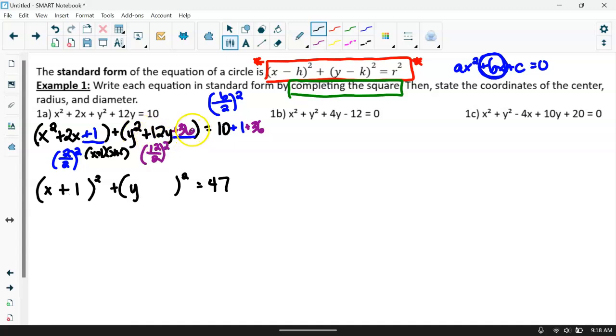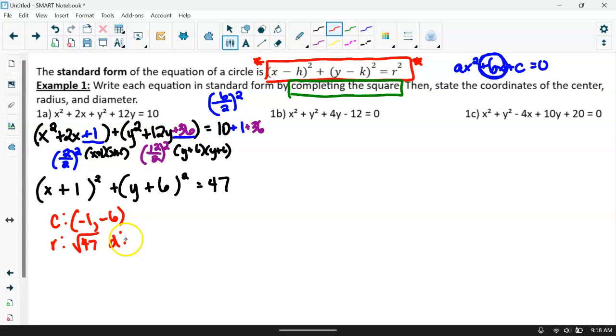So then here, what factors multiply to get 36, add to get us 12? 6 and 6. So here, instead of writing out y plus 6 times itself, that is the same as y plus 6 squared. So notice here, we've completed our square, and now we can identify. The center here is -1, -6. Our radius here is radical 47. Our diameter is 2 times radical 47.